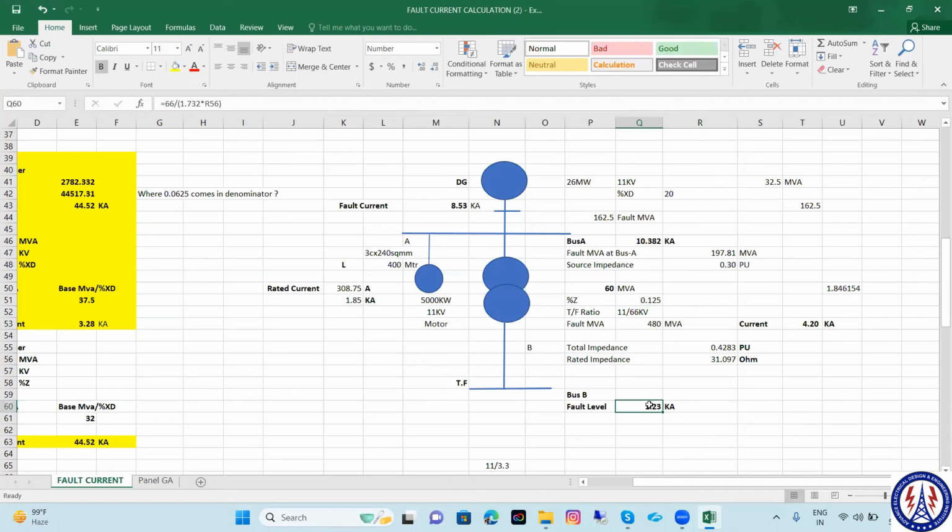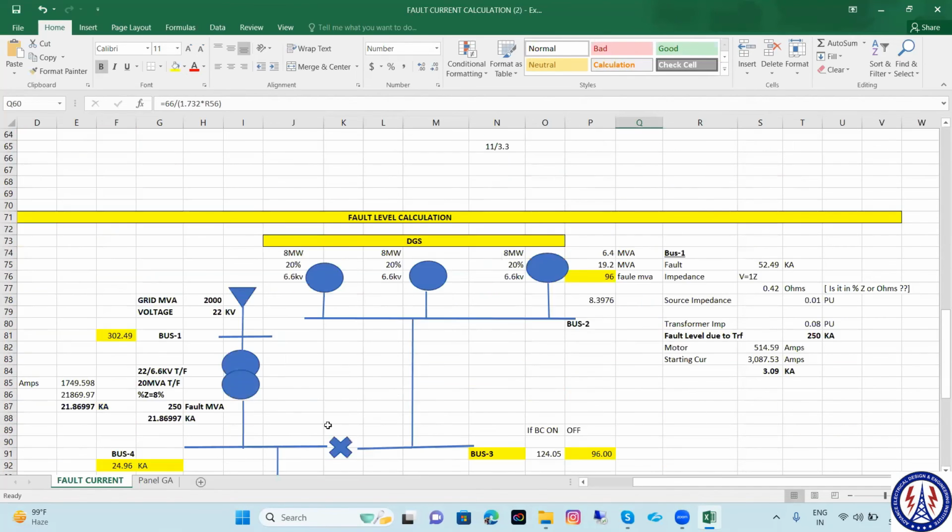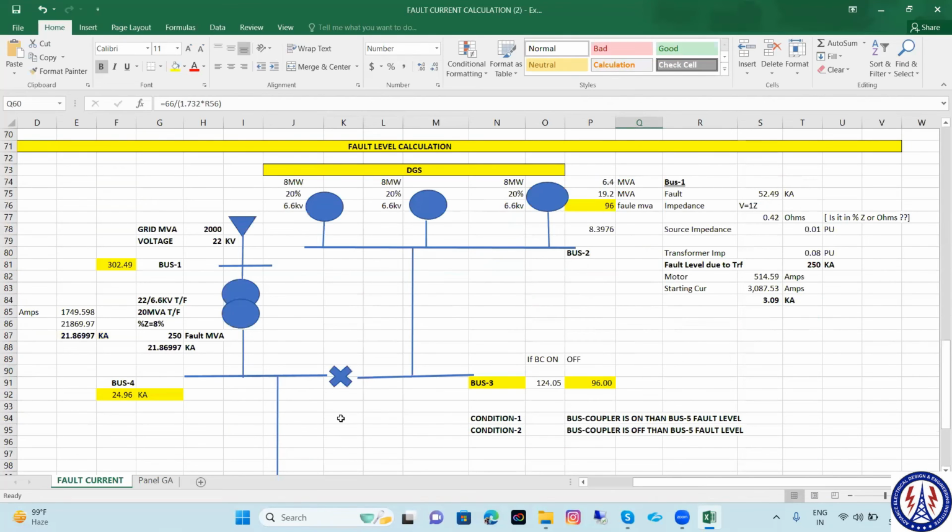Okay, sir, I hope this is clear. Now this is the third exercise. Just assume these are the 3 DGs. I need to determine the fault at bus 2. So just tell me what will be the fault current value at bus 2. Just think logically. The 3 DGs are supplying power to bus 2. Will it be the addition of the 3 DGs, or will it be the contribution of only one DG?